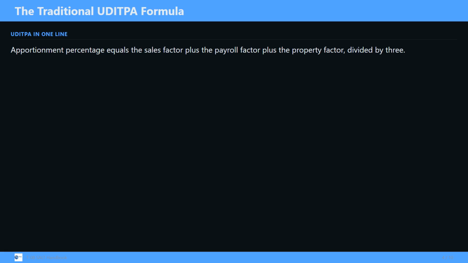The traditional approach comes from a model law called the Uniform Division of Income for Tax Purposes Act, or UDITPA. It builds the apportionment percentage out of three separate factors: sales, payroll, and property. Each factor compares a company's in-state activity to its total activity everywhere, and the three resulting percentages are simply averaged together to produce the final apportionment percentage.